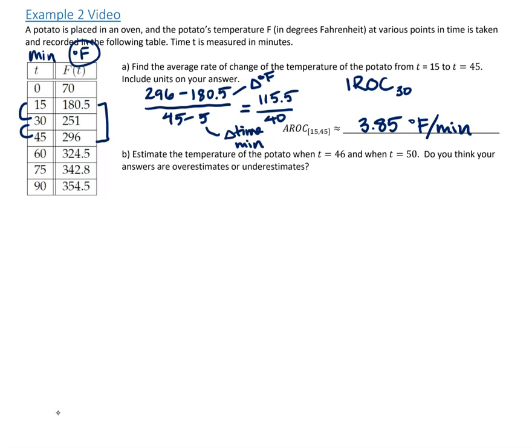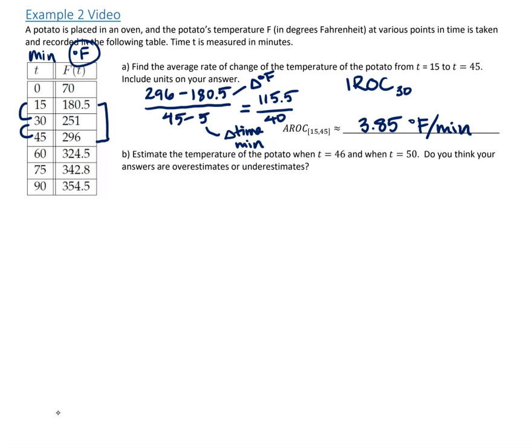So there are some questions where you all might get slightly different answers, and that's completely okay. We're just estimating. So yes, this asks for an average rate of change, but that average rate of change is about as good as we can do to estimate the instantaneous rate of change when we're only given this discrete set of values in a table.